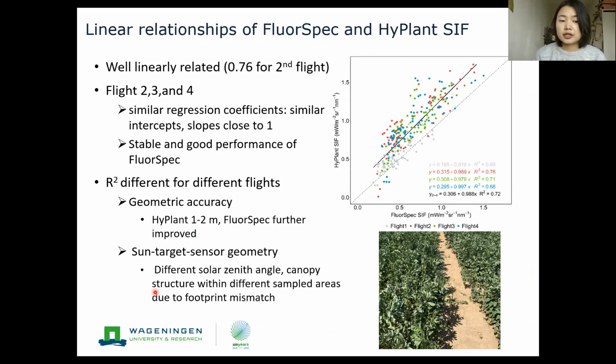For example, the canopy structure within different sampled areas would also have an influence on the sun-target-sensor geometry. This will affect the directional SIF observations observed by the sensor.